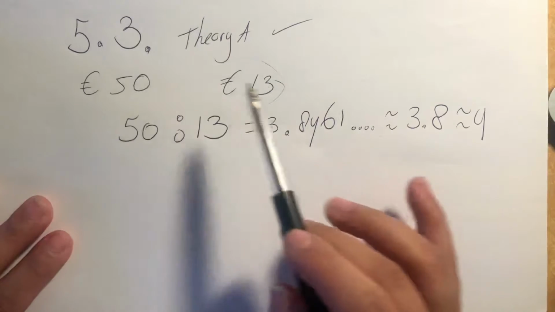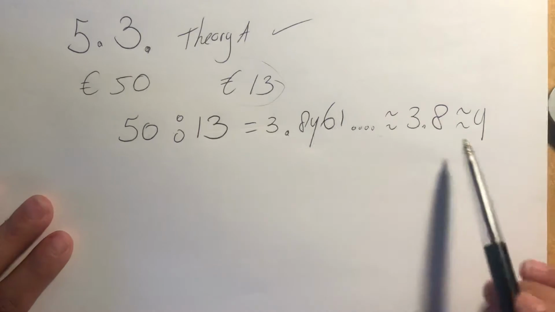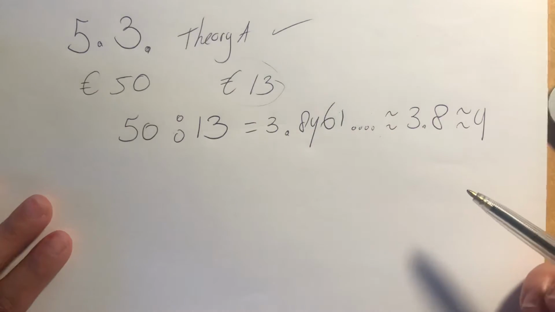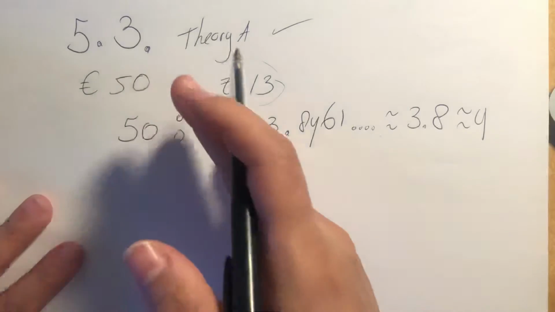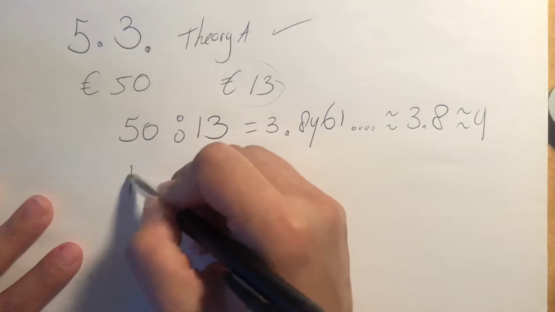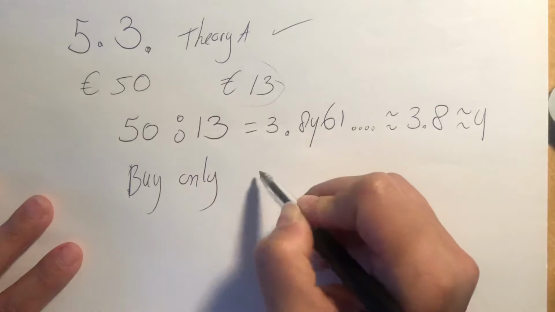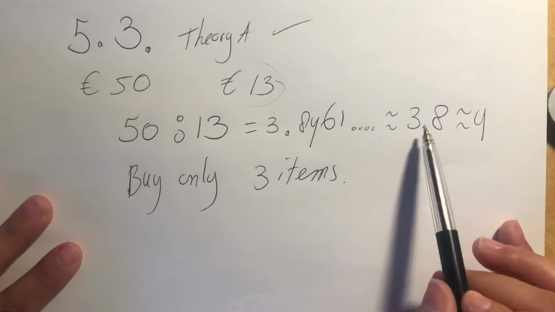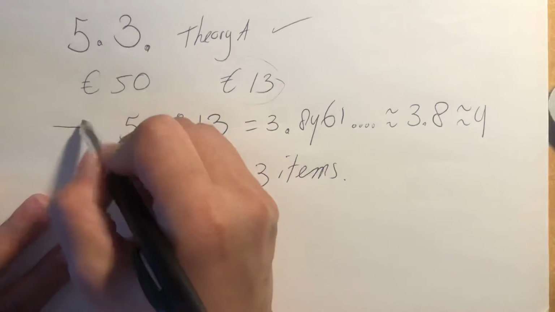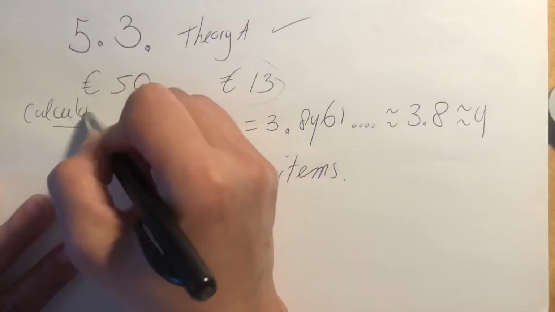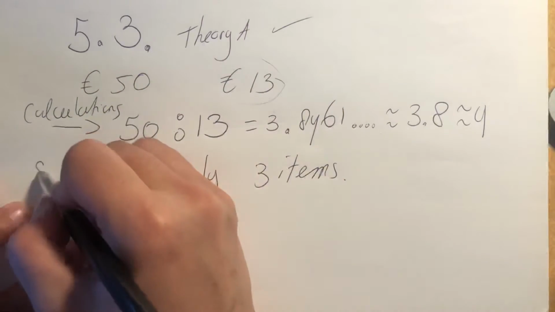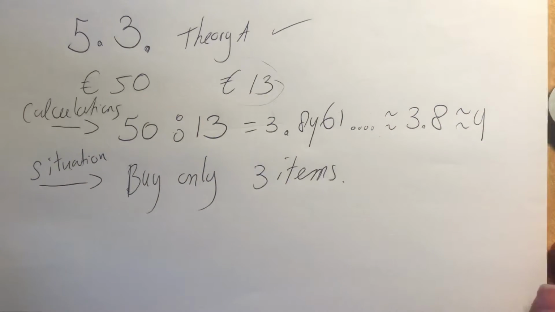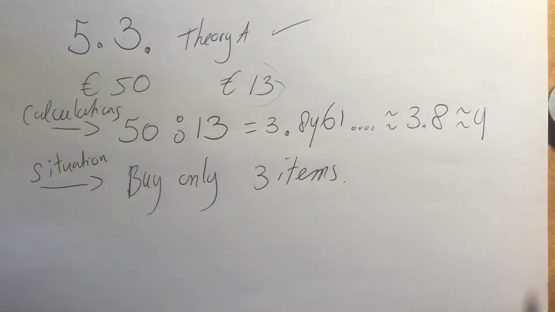But remember, when you go to a store and you would ask for 4 items, you would never get that because you cannot pay for it. So what you get, if you go to the store, is you would buy only 3 items. You don't have enough money to buy the 4th one, even though when you're rounding, you would get 4. So this is when you're working with calculations. And this is a situation. I call it a situation. When you go to the store, when you want to know how many chocolates you can buy.